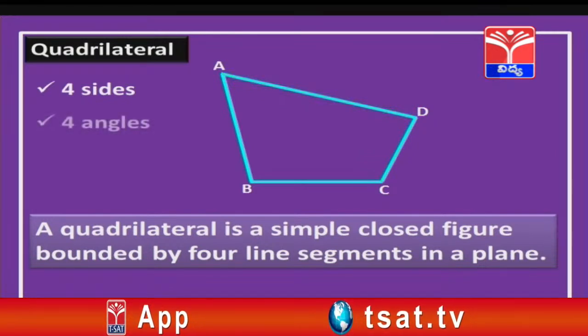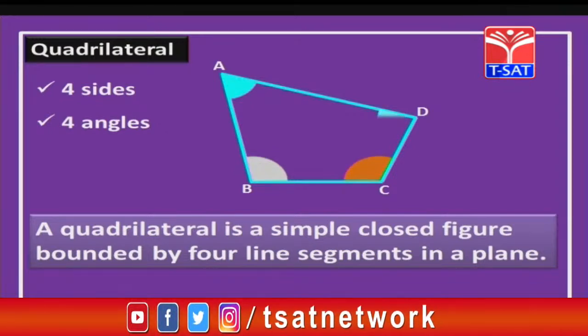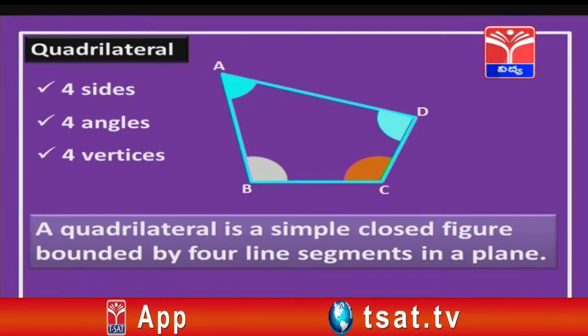And what else? 4 angles. What are the angles here, children? Yes, angle A, angle B, angle C and angle D. What else, children? Yes, 4 vertices. So, what are the vertices? Yes, A, B, C and D are the 4 vertices.